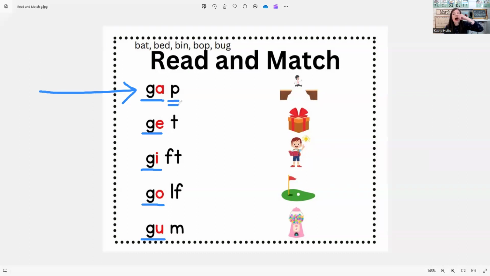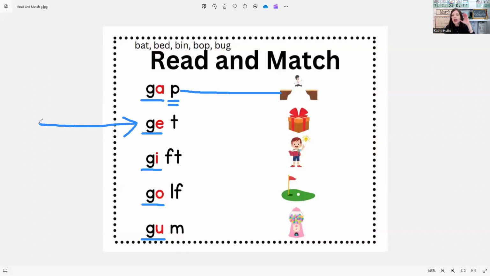G, g, g. A, a, a. G, a, ga. P, like popcorn. P, p, p. Gap, gap, gap. Draw a line right here straight across. There's a gap in the bridge. That's like a piece that's missing. A hole. There's a gap in the bridge. Gap.